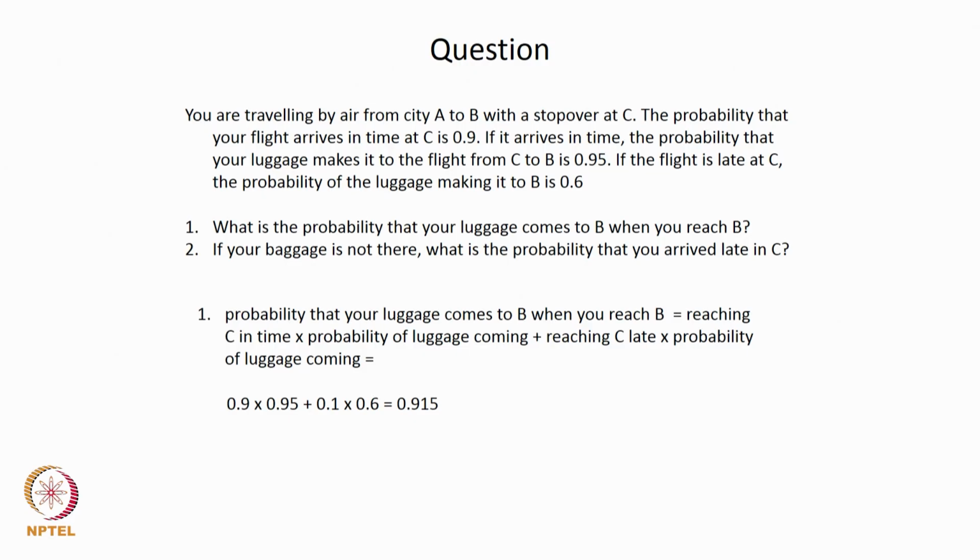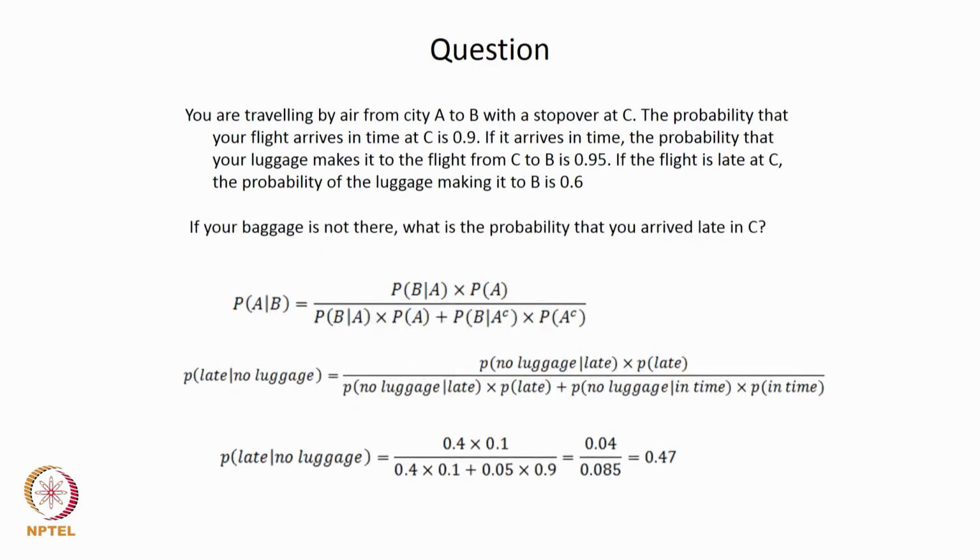So, question number 1, the probability that your luggage comes to B when you reach B is reaching C in time and luggage going from C to B, plus reaching C late and luggage going from C to B. So, reaching C in time is 0.9 and luggage going is 0.95. Reaching late is 0.1 and luggage going is 0.6. So, 0.9 into 0.95 plus 0.1 into 0.6, which is 0.915.